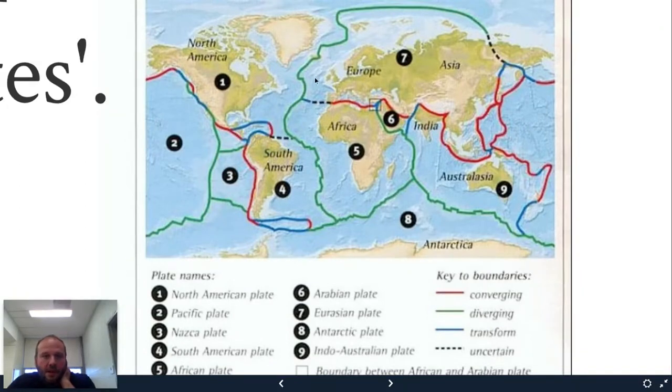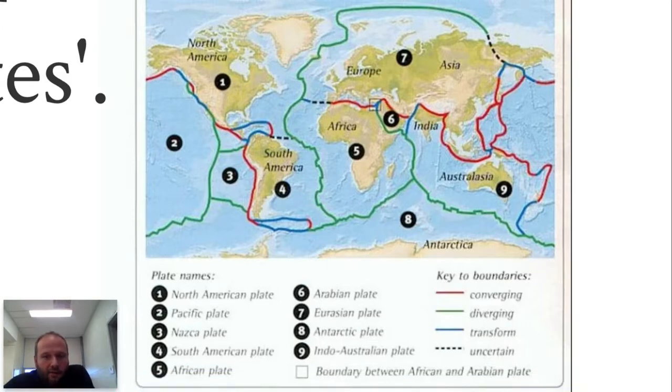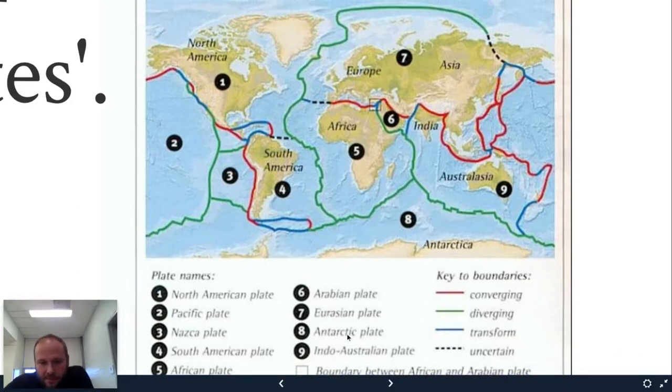So you can see all the green here. This is where things are pulling apart and new rock is forming. Same with down here. A lot of those are found in the ocean. There are very few places where they're found actually on land, one of those being Iceland. Iceland shows where there's a divergent plate right across the landmass there.